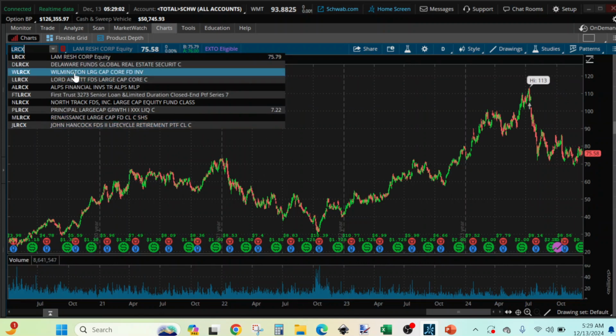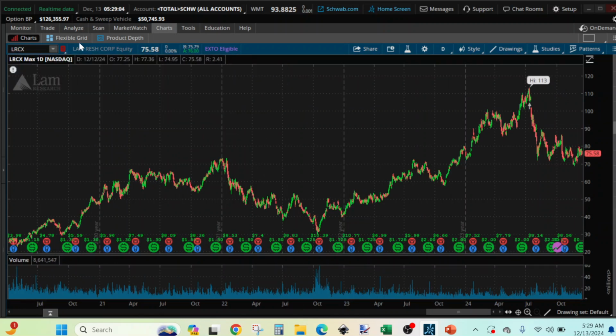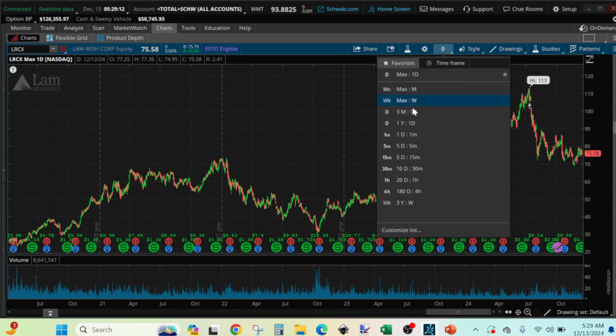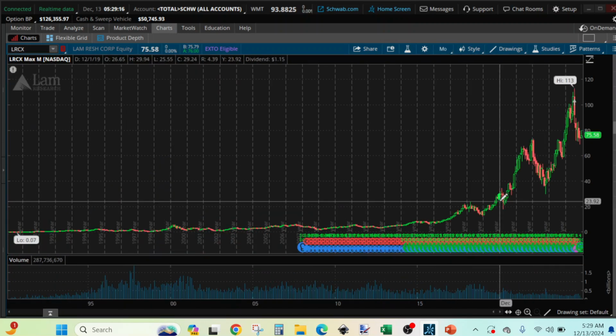LRCX. Yeah, I think so. Okay, so we bought it around the top. Let's go to maximum daily chart. In fact, let's go to maximum monthly chart. I'm not seeing any line here.